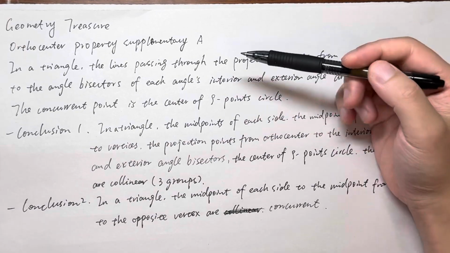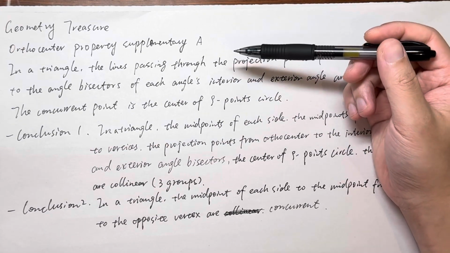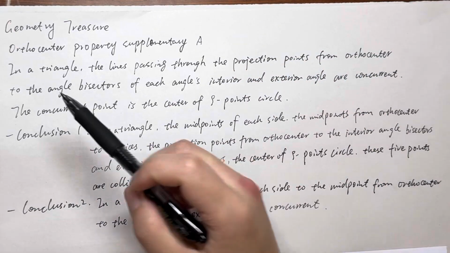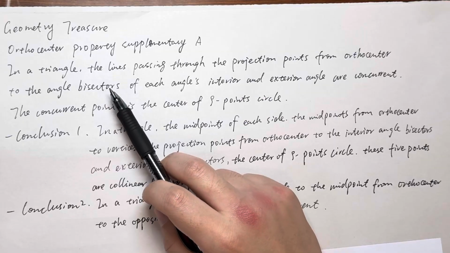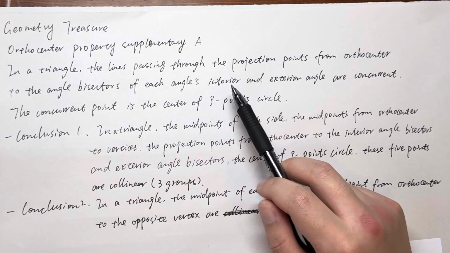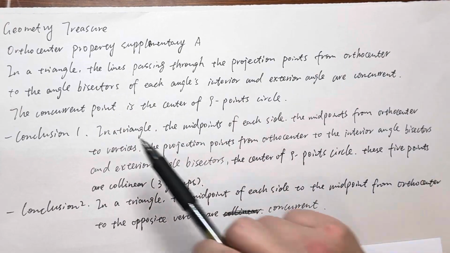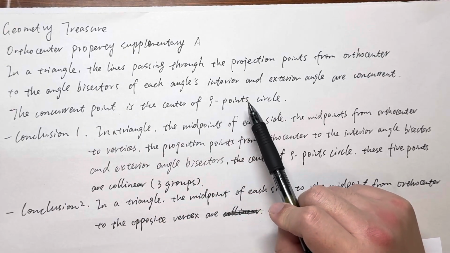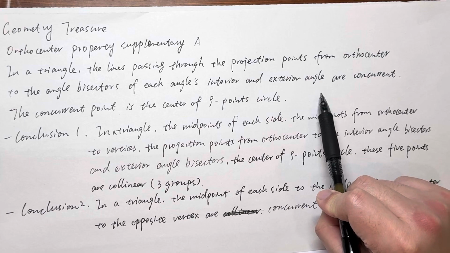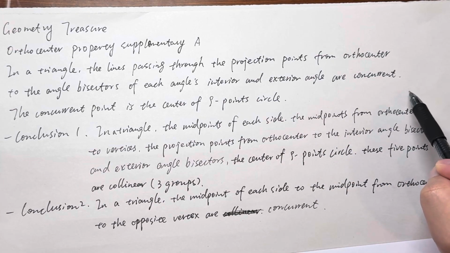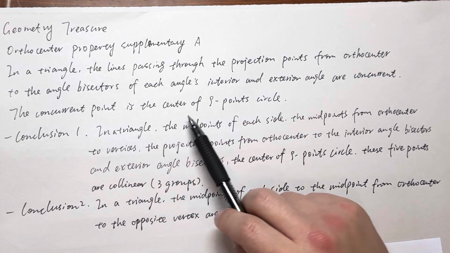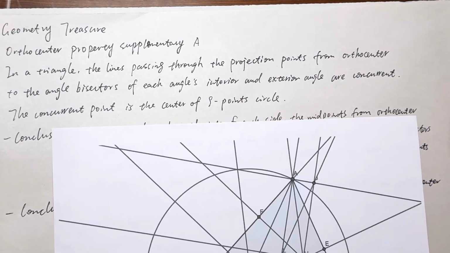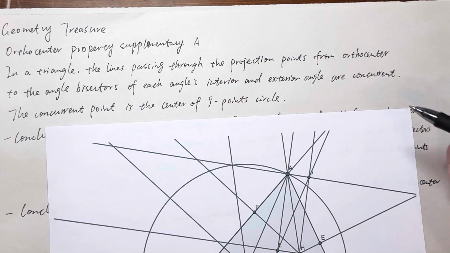So now we move on to the Orthocenter property supplementary. Here, in a triangle, the lines passing through the projection points from the orthocenter to the angle bisectors of each angle's interior and exterior angle are concurrent. The concurrent point is the center of the 9-point circle. Let's try to prove this.